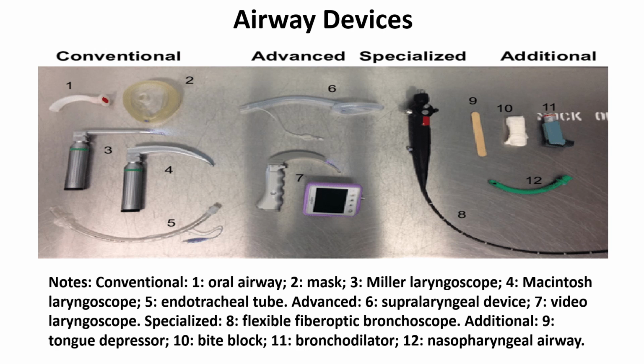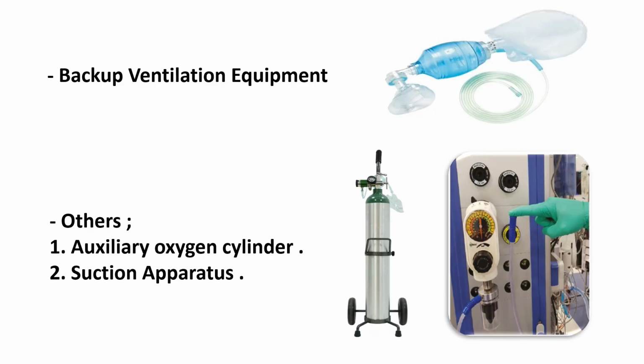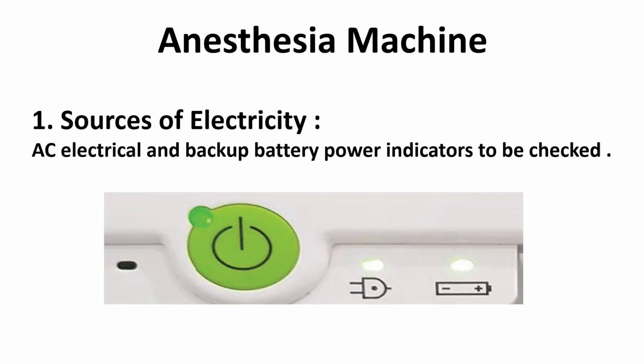We finished checking airway devices, so going to the next step, checking backup ventilation: Ambu bag with self-inflating bag, and others like suction apparatus and auxiliary oxygen cylinder, and both of them should be working. And then the fifth step, going to check the anesthesia machine itself.